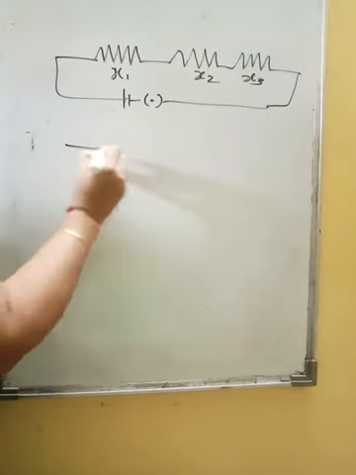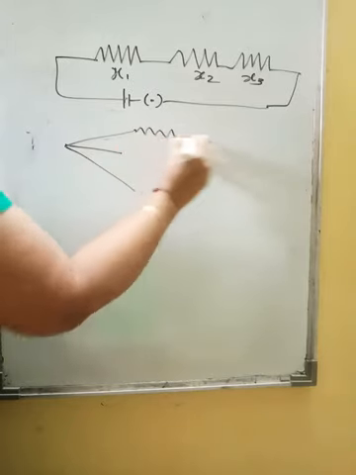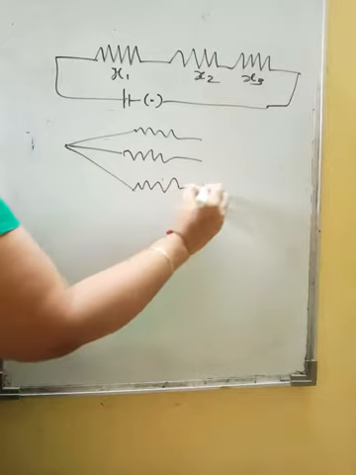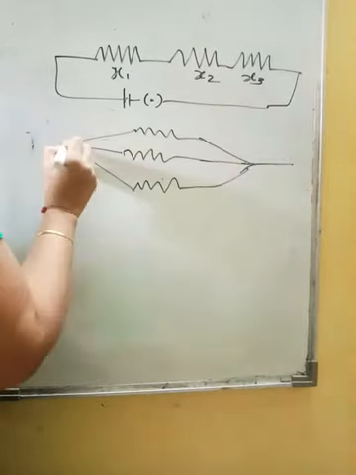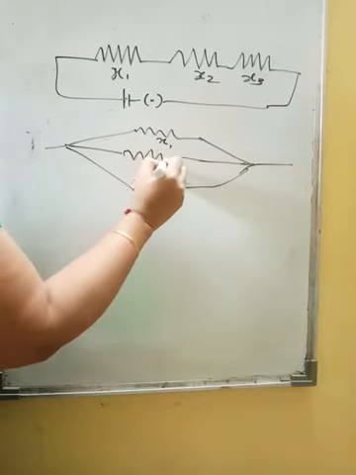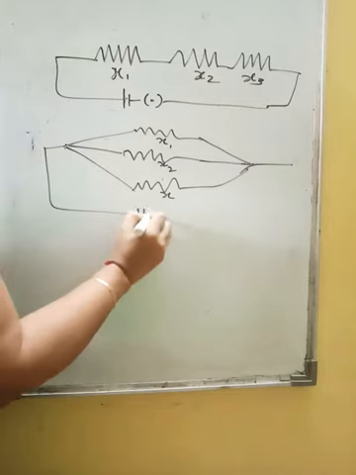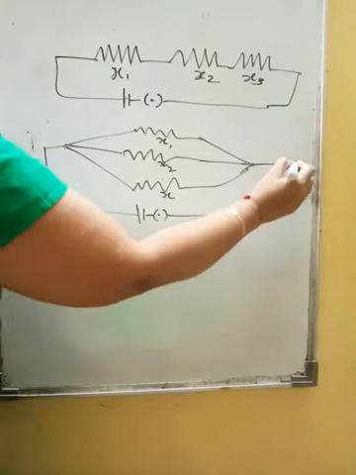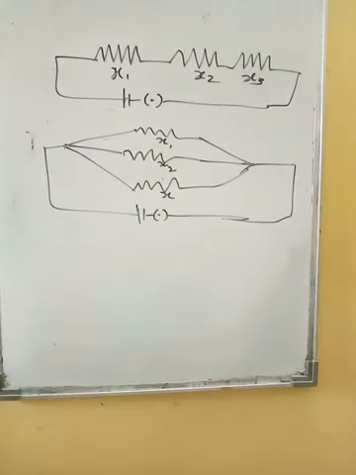Secondly, children, if they are in parallel, how they will be like this. So it will be x1 x2 x3, and then it is connected to battery or cell via key. Now you have to use your brains. See, I have drawn the diagram in front of you so that you can understand it.